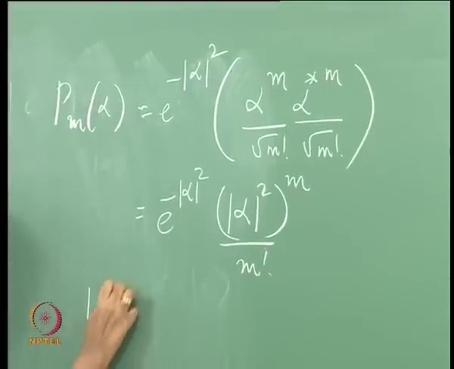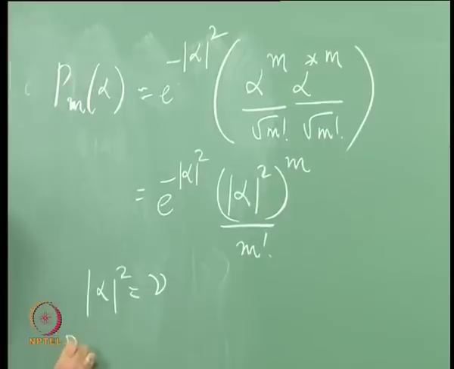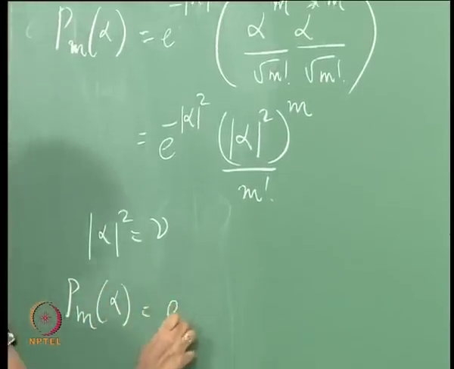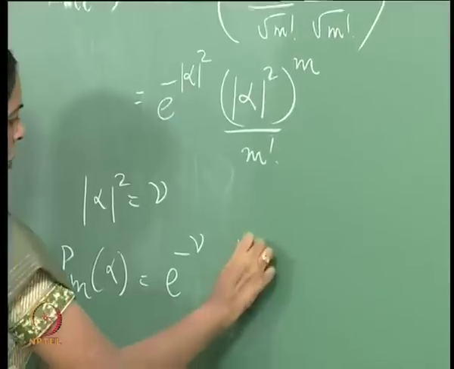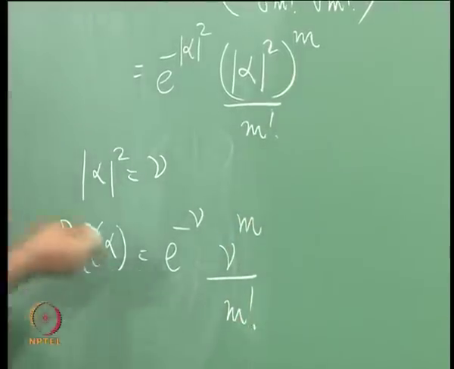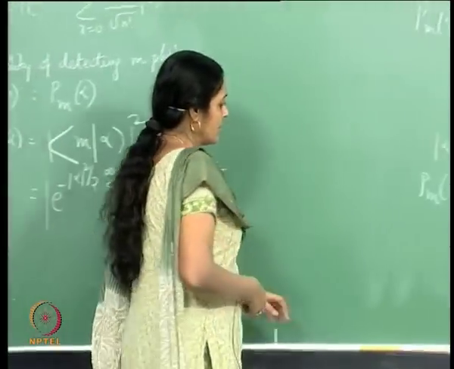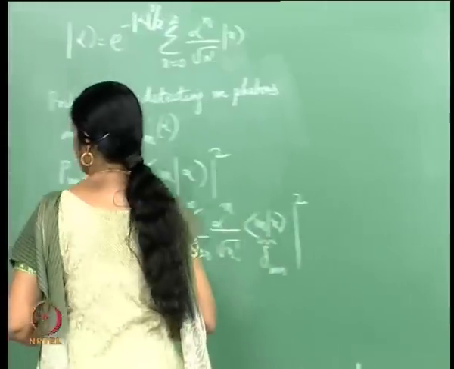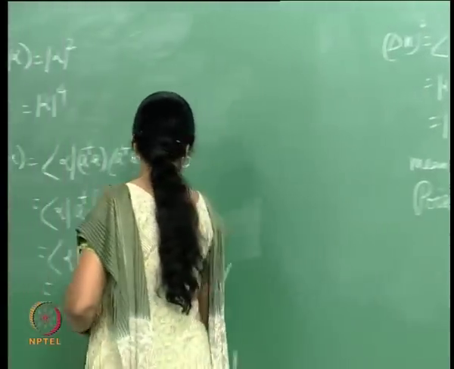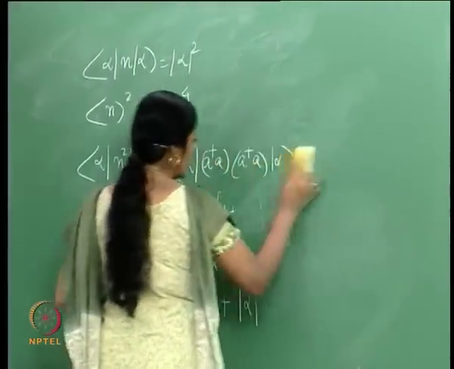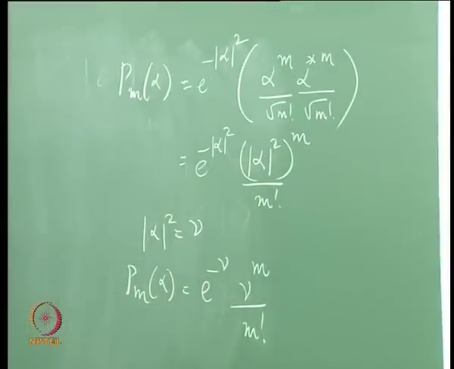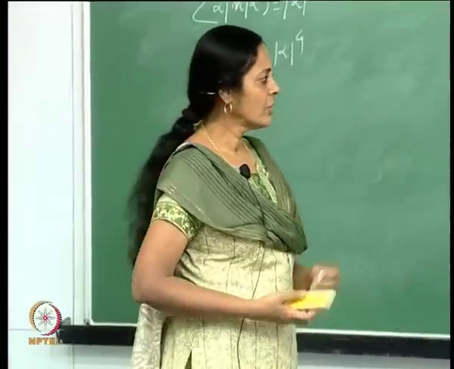So, if I just denote mod alpha squared by nu, Pm of alpha is e to the minus nu, nu to the power of m by m factorial, which is typical of a Poisson distribution. So, this is a Poisson distribution in nu. And this is the kind of result that can be tested in principle with ideal laser light, which is represented by the coherent state ket alpha.